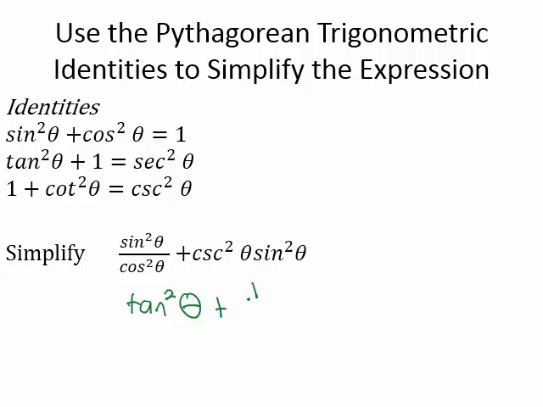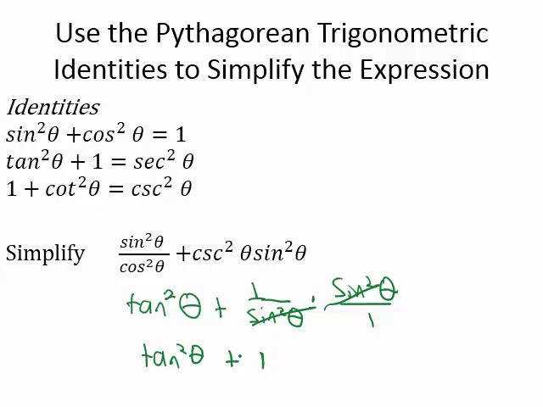Cosecant squared is 1 over sine squared theta times sine squared theta. So sine squared theta, let's put that over 1. Sine squared over sine squared cancels or reduces to give us 1. So 1 over 1 is just 1, and we're left with tangent squared theta plus 1. Now tangent squared theta plus 1 is equal to secant squared theta. So this expression simplifies to just secant squared theta.